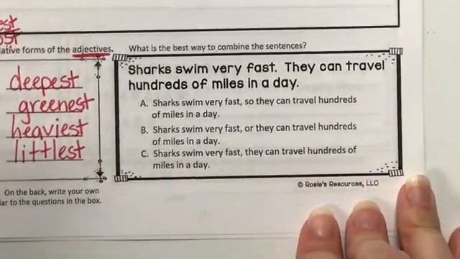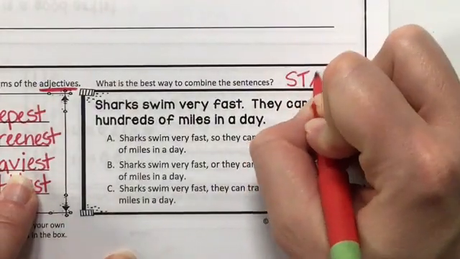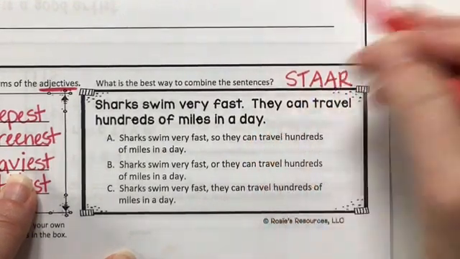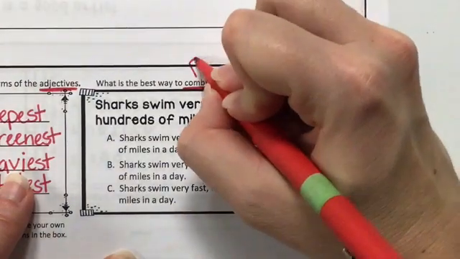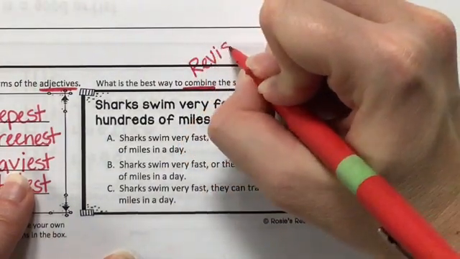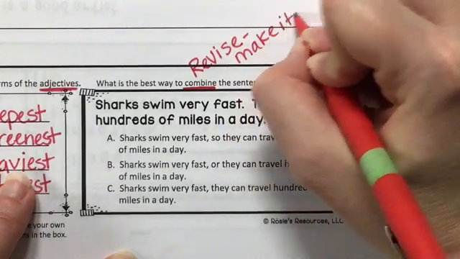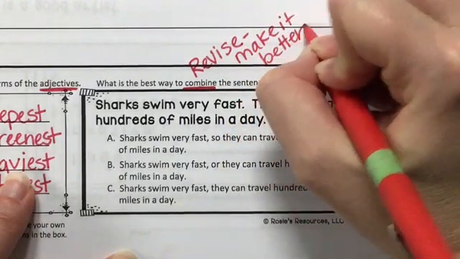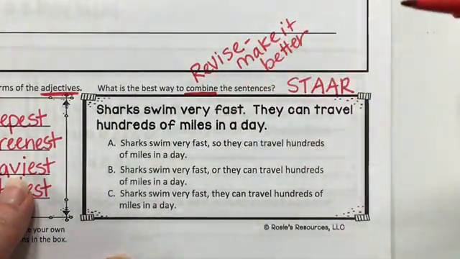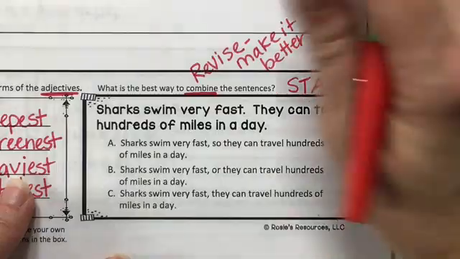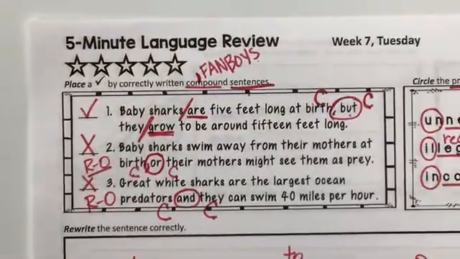All right, let's look at this box. This box right here is our star box. And this is actually talking about combining sentences. So this is revising. And when we are talking about revising, we're talking about making it better. Okay? So we're going to make it better by combining these 2 sentences into one sentence. This is the same thing that we were looking at in this box.